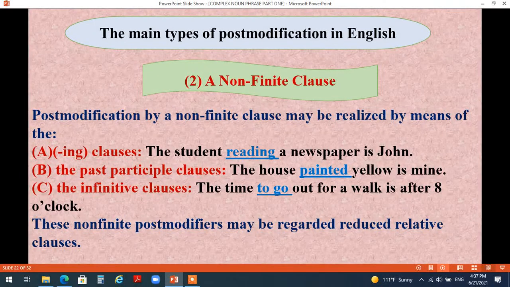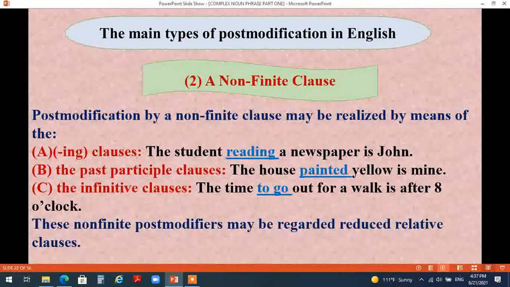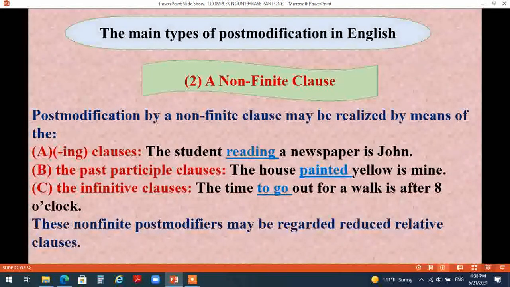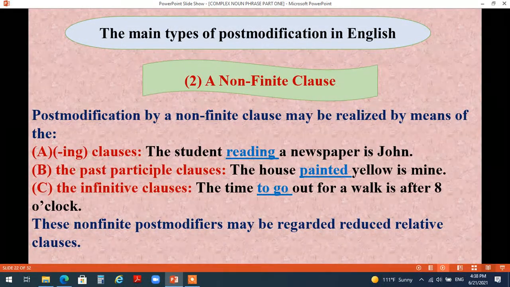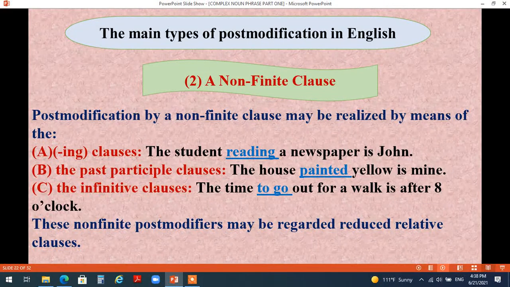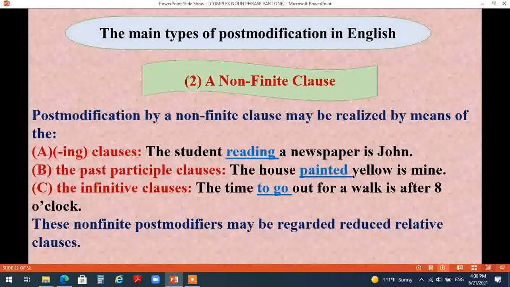The house painted yellow is mine. House is the head noun and it has been post-modified by using the past participle clause painted. Or we can use the infinitive clause اللي هو المصدر يعني to زائدا الinfinitive. For example, the time to go out for a walk is after 8 o'clock. Time is the head noun and it has been post-modified by using the infinitive clause to go.